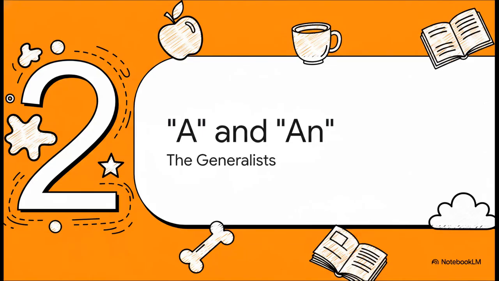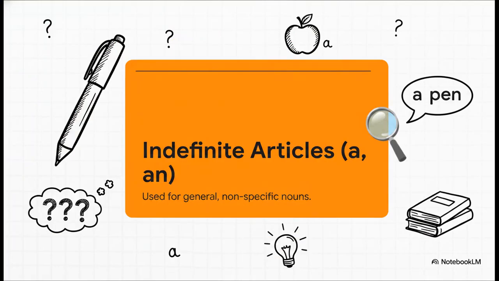So let's start with team indefinite. Meet our generalists, a and an. Their whole job is to talk about one thing, but in a totally non-specific, general kind of way. So yeah, the official job description for a and an is to introduce a singular noun that isn't any one specific thing. Like if I say, I need a pen, I don't mean that specific pen on your desk. Nope, any old pen will do. It's general. It's indefinite. See?